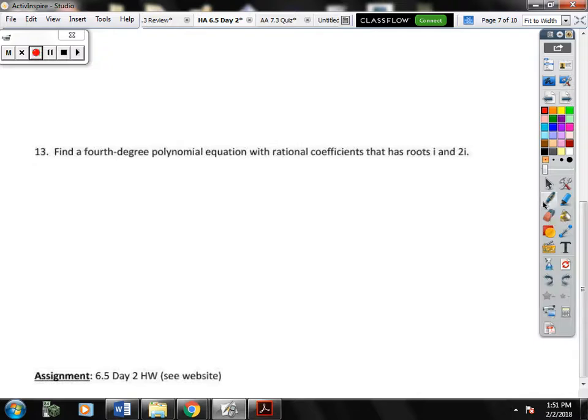So this time they tell us to find a 4th degree polynomial equation. So we know we're going to have 4 zeros. I have 2 of the roots given to me. They're both imaginary, so I use my conjugates. The other root would be negative i, and the other one would be negative 2i.